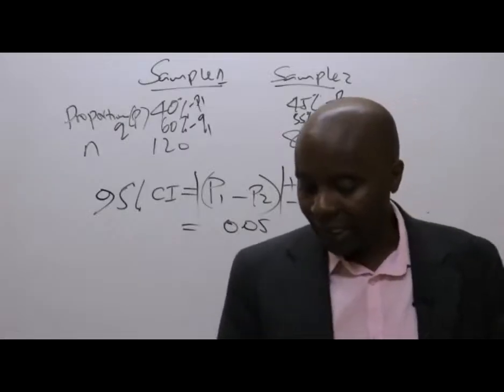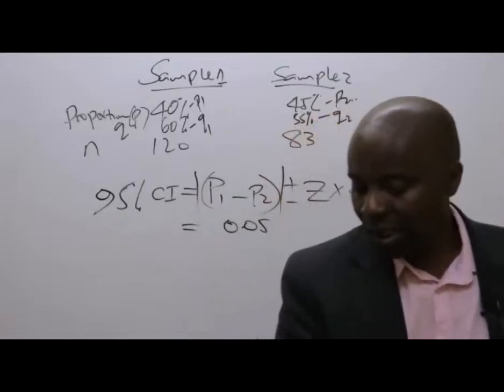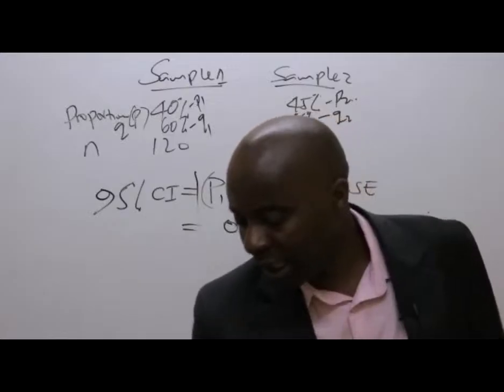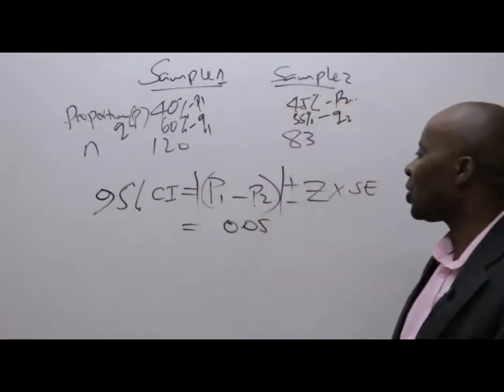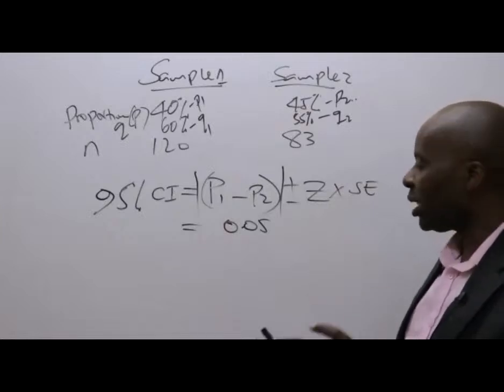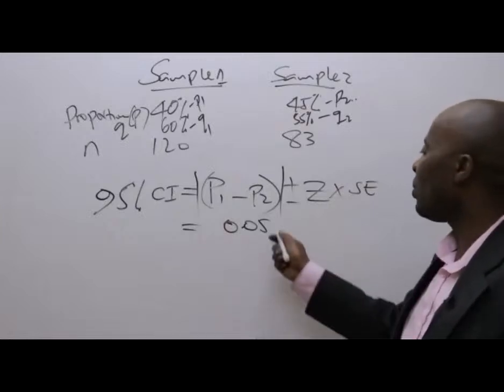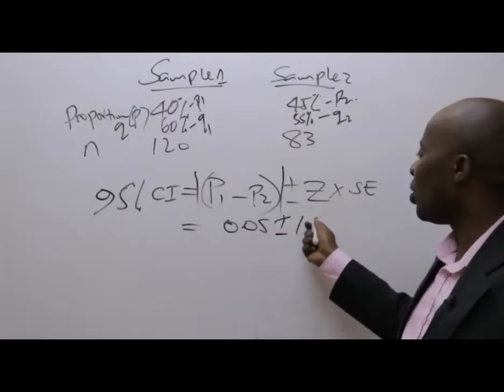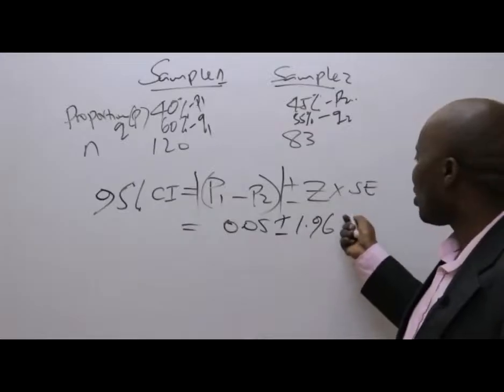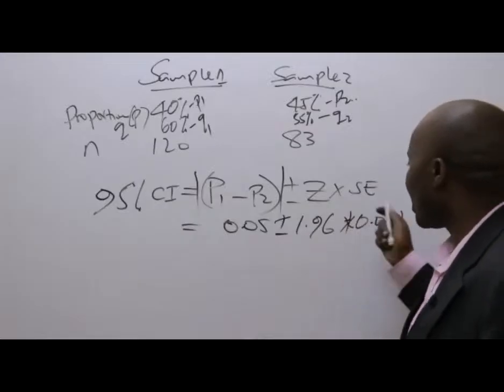And imagine we have been able to get that figure. If that is the case, we have a negative, but we are disregarding the negative. So we take it as 0.05 plus or minus the Z that you got, which is 1.96, times the standard error. Fortunately, you have obtained the standard error somewhere up there.